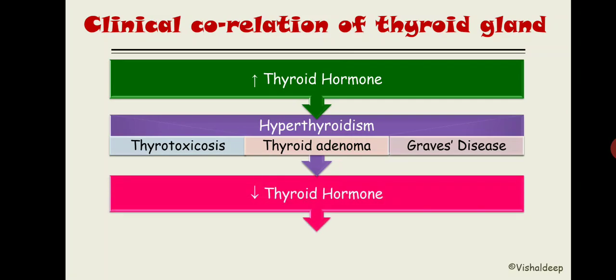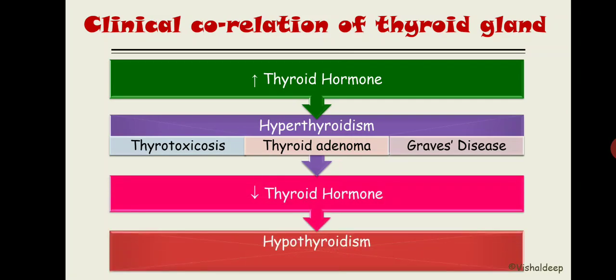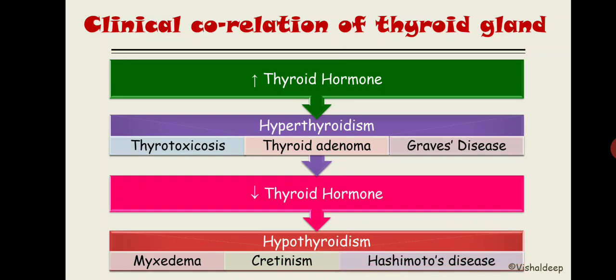Now decreased thyroid hormone level is known as hypothyroidism. It may be myxedema or cretinism or Hashimoto's disease. What these three things are we will discuss in our subsequent slide, but in this slide let me highlight one thing. Graves' disease is an autoimmune disease. Hashimoto's disease is also an autoimmune disease. The difference between Graves' disease and Hashimoto's disease is that in Graves' disease the antibody is going to increase thyroid hormone synthesis, while in Hashimoto's disease the antibody is going to destroy the thyroid gland and ultimately causes hypothyroidism.